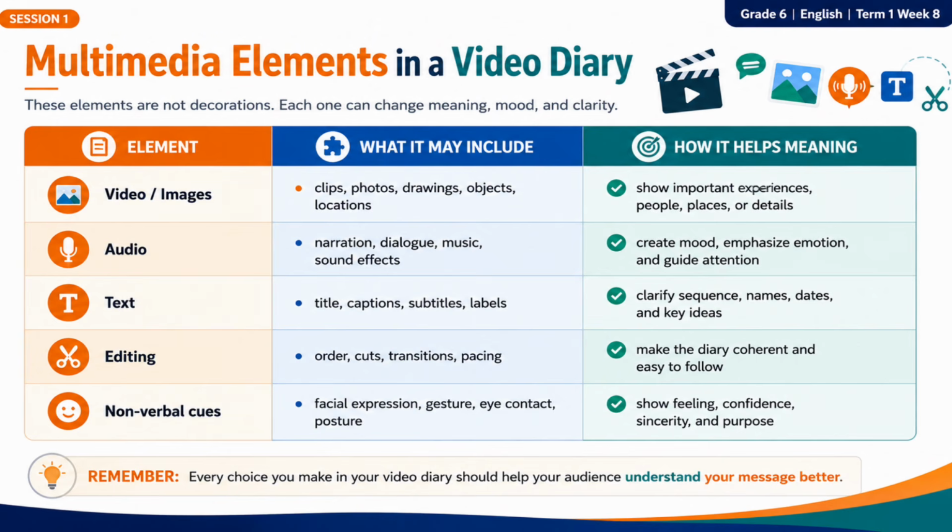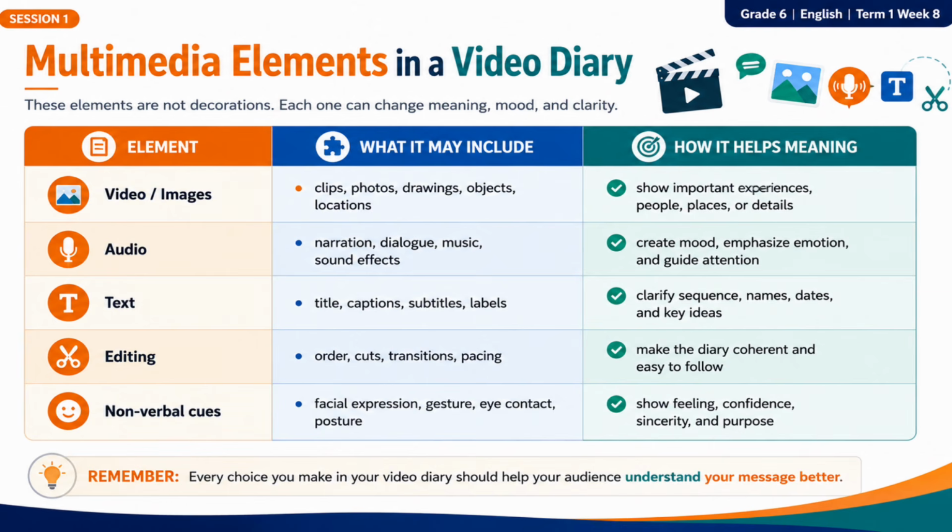We also have text, such as titles, captions, subtitles, and labels. Text can help us understand important information such as names, dates, places, or key ideas. Another element is editing. Editing determines the order of clips, the cuts between scenes, the transitions, and the pacing. Good editing helps the audience follow the story.